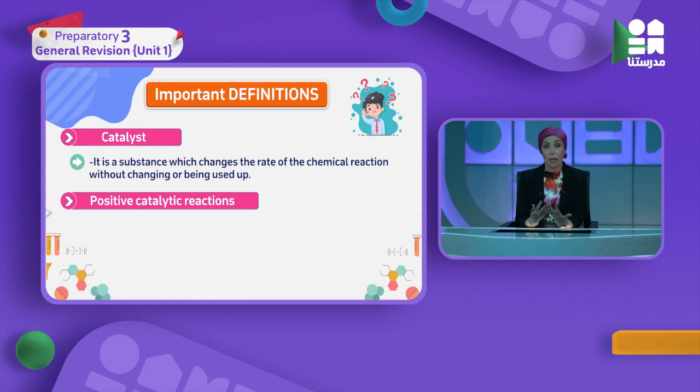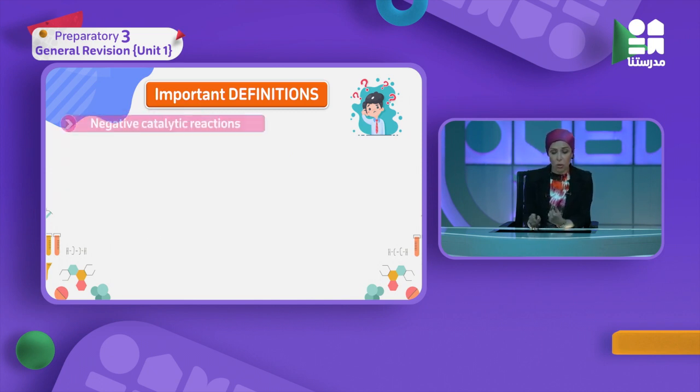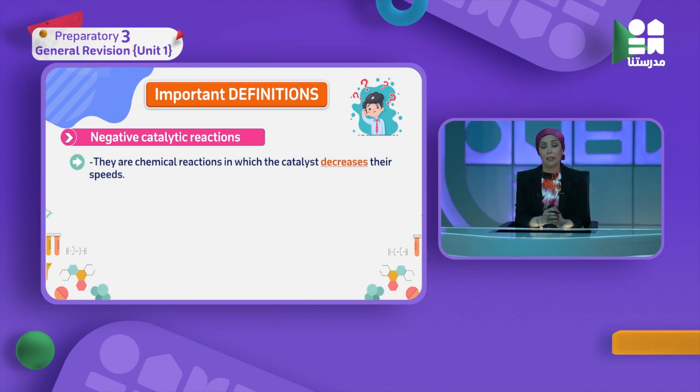Sometimes the reaction happens quickly, so I need to use something to decrease the rate of the reaction, so I use which one? I will use the negative catalyst. Sometimes the reaction is very slow, so I have to use a positive catalyst to increase the rate of the chemical reaction. So here I have two types: the positive catalyst, which increases the rate of chemical reaction, and the negative catalyst, which is used to decrease the rate or speed of chemical reaction.